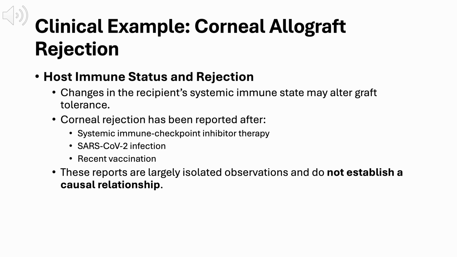Now, an important caveat about how to interpret these. These reports are largely isolated observations, case reports in small series, and they do not establish a causal relationship. So counsel patients thoughtfully, but avoid overstating the risk. The practical takeaway is awareness. If a stable graft suddenly rejects, ask what changed in the patient's systemic immune status recently. That completes the cornea. We now cross into the interior of the eye, the anterior chamber, uvea, and vitreous.